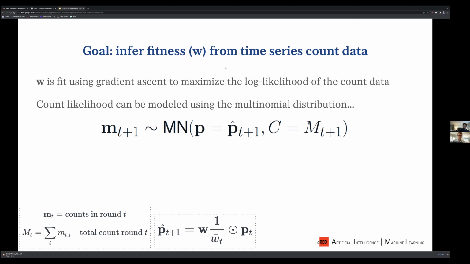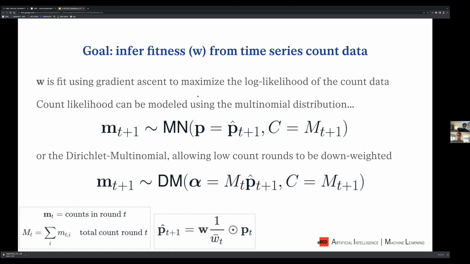So the most simple way to model the count data is to just use a multinomial distribution where the multinomial frequency is determined by the fitness equation. However, the multinomial distribution does not take into account the fact that we might want to make less confident predictions when we have fewer data in the prior round, when we have fewer total counts. So instead of using the multinomial distribution, we can use the Dirichlet multinomial distribution, which allows us to scale our confidence by the total count in the prior round. Dirichlet multinomial is like a multinomial, but over dispersed. Okay, so this gave us two ways to model the likelihood of our data in terms of fitness.